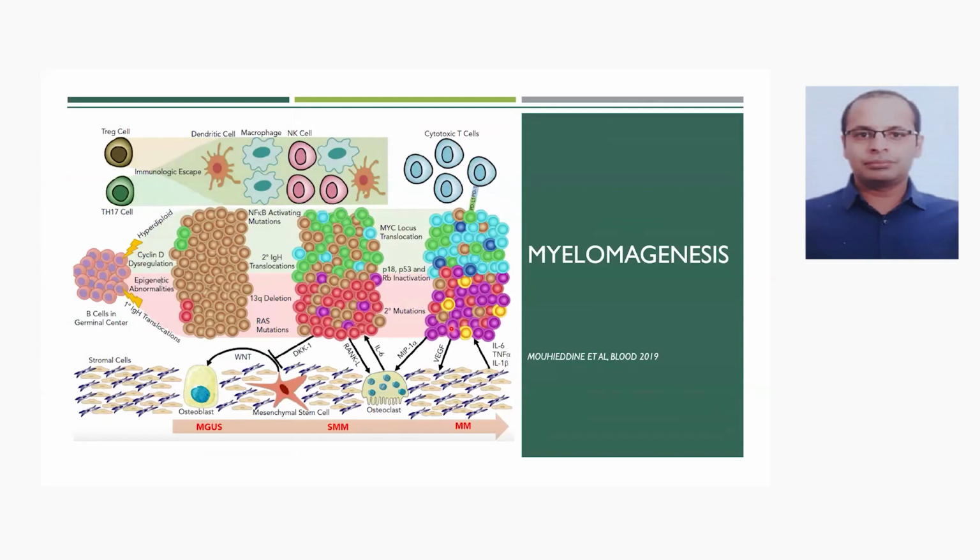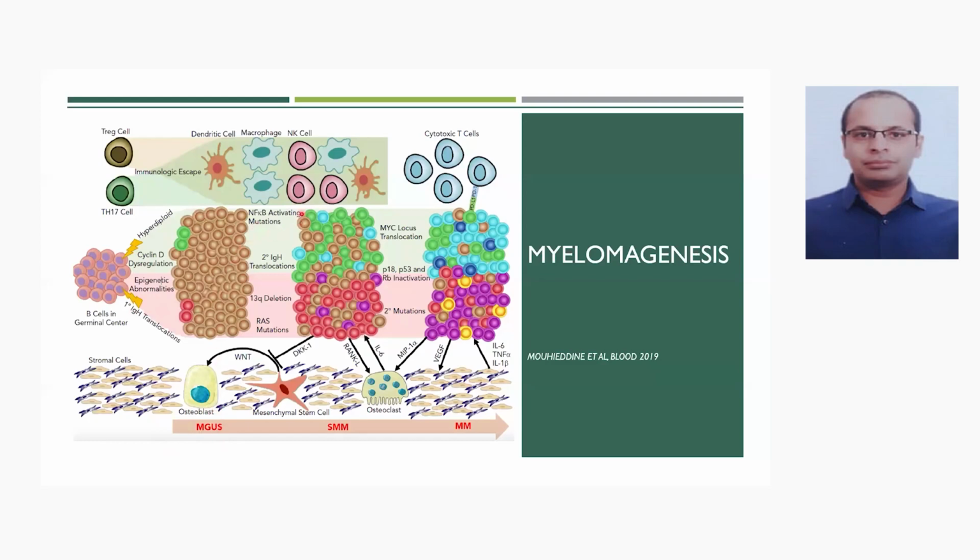What happens with the pathogenesis of monoclonal gammopathy to myeloma? What we have here is a B cell in the germinal centers. When there are certain kinds of hyperdiploidy or cyclin D dysregulation or epigenetic abnormalities, they form these abnormal clones in interaction with the stromal cells. This asymptomatic stage is called MGUS.